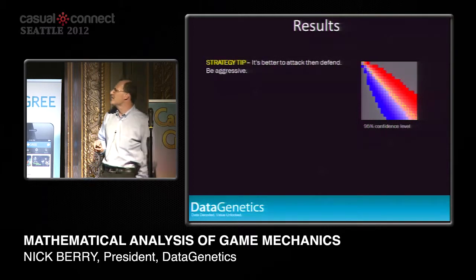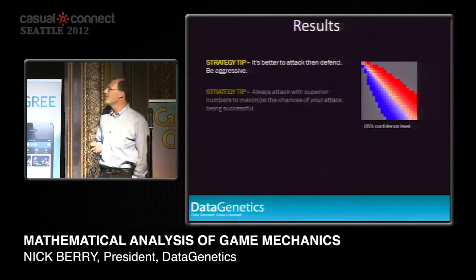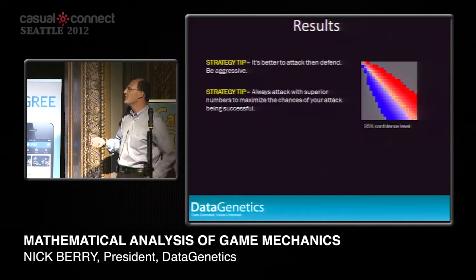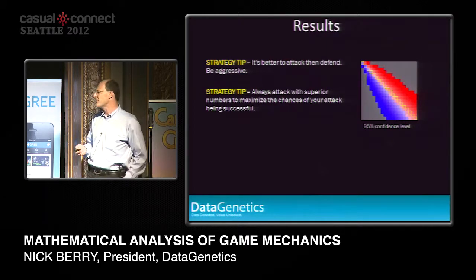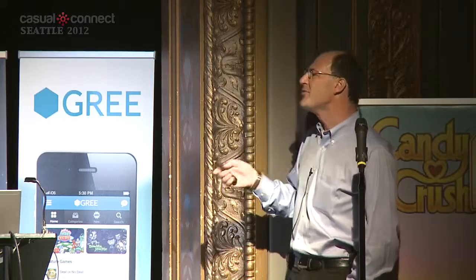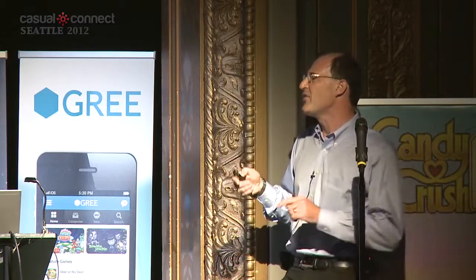Strategy tips, if you're playing Risk: it's better to attack than defend, so you have to be aggressive. Always attack with superior numbers to maximize the chance of your attack being successful. That's kind of obvious. If attacking a region with the same number of armies as the defender, make sure you have at least 5 armies if you want the odds to be in your favor. And the more you have, the better.